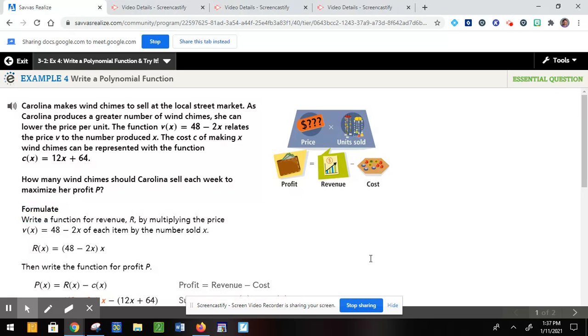First thing you're going to need to do is figure out revenue. Revenue is the amount of money that she'll bring in. Revenue is going to be found by taking price and multiplying it by the number that you sell. So price is 48 minus 2x. You're going to multiply that by x to get the revenue function. Profit is going to be the revenue minus the cost.